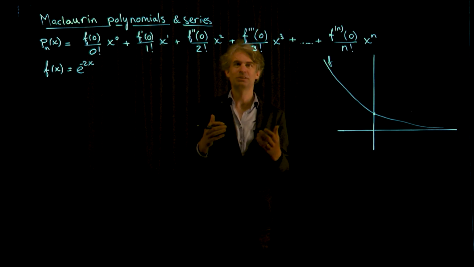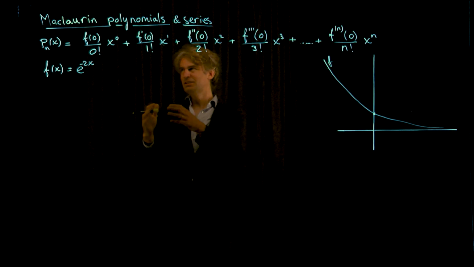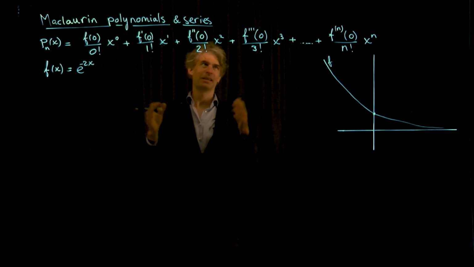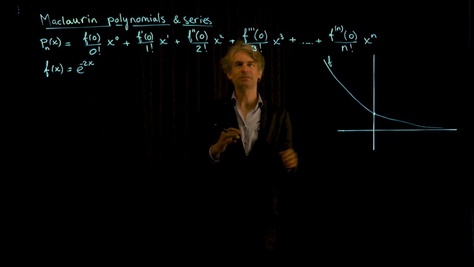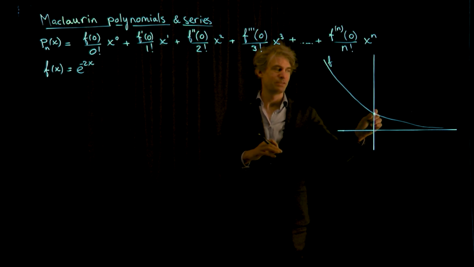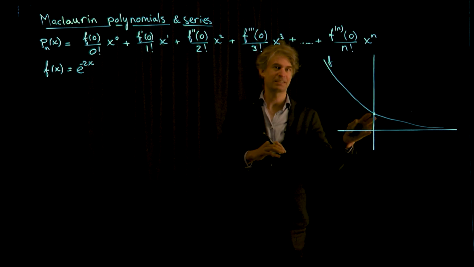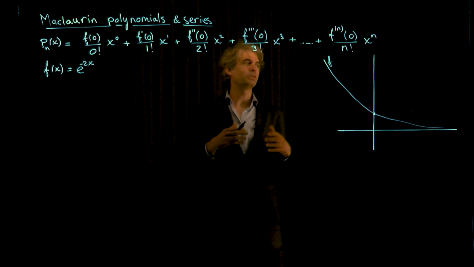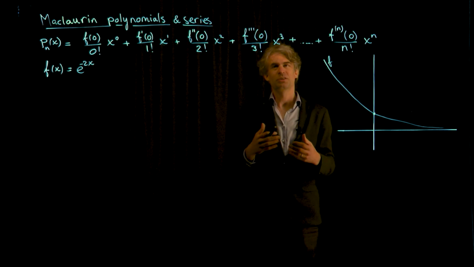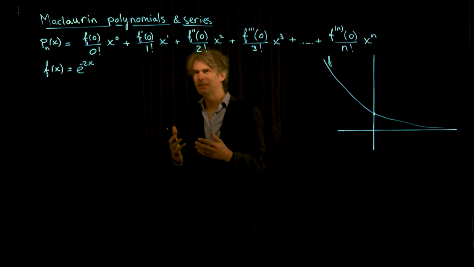And what does it do? Actually, each following polynomial approximates the function better and better around the point or the axis x equals 0. All right, so for each next polynomial you compute, you get a better approximation. So, well, let's just quickly look at this formula.